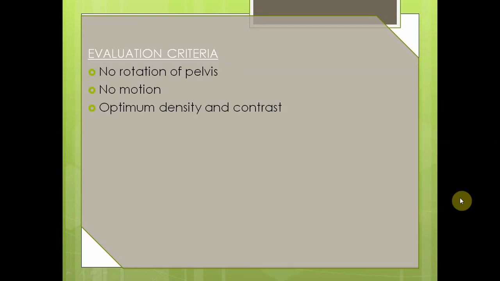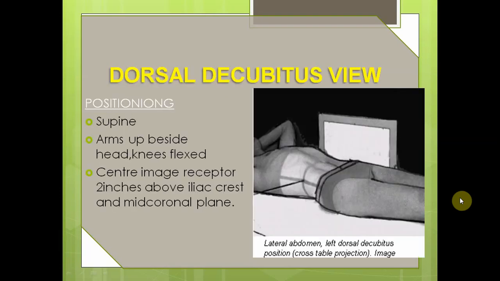So no rotation of the pelvis, no motion, and optimum density and contrast should be there. That is the evaluation criteria. Sometimes a dorsal decubitus view will also be taken, if a left or right lateral decubitus is not possible because you cannot tilt the patient. At that moment we will take a dorsal decubitus view. Here the patient positioning is the same as the supine positioning.